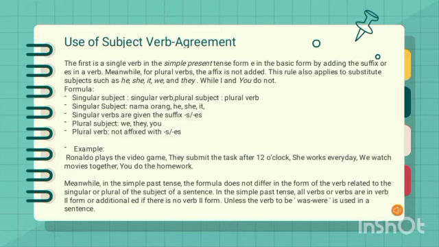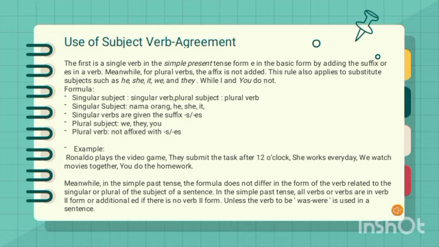Singular subject: names of humans, he, she, it. Singular verbs are given the suffix s. Plural subject: we, they, you. Plural verbs are not affixed with s. Example: Ronaldo plays the video game. They submit the text after 12 o'clock. She works every day. We watch movies together.